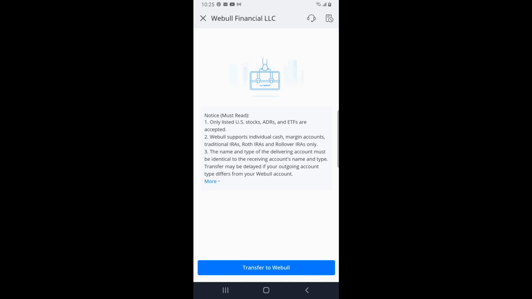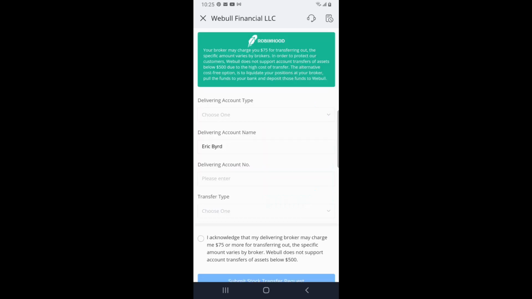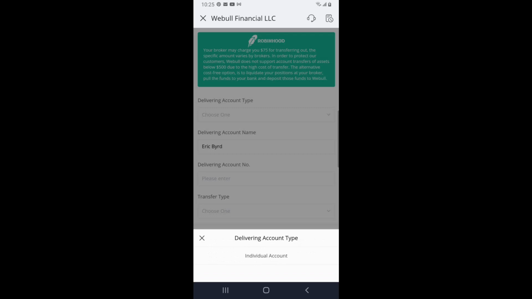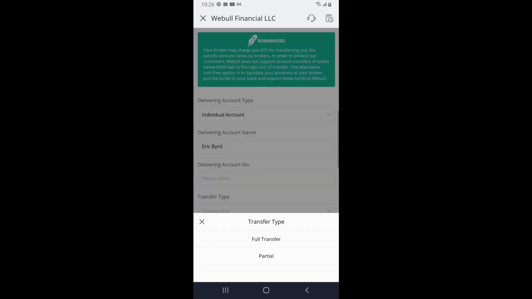All right. For example. Now, then you can see here, Robinhood, Ameritrade, all the big boys are here. Even Stash is here, M1 Finance, Ally, Interactive Brokerage, USAA, they're all here. When you click, I'll use Robinhood, and then they're asking you for the account. So you can see individual account, we'll say yes. Delivery name, yes. And then you have your account number and you have to go back to Robinhood and then you click on your settings and it gives you your account number. And then you'll need your transfer type. Is it full or is it going to be partial?